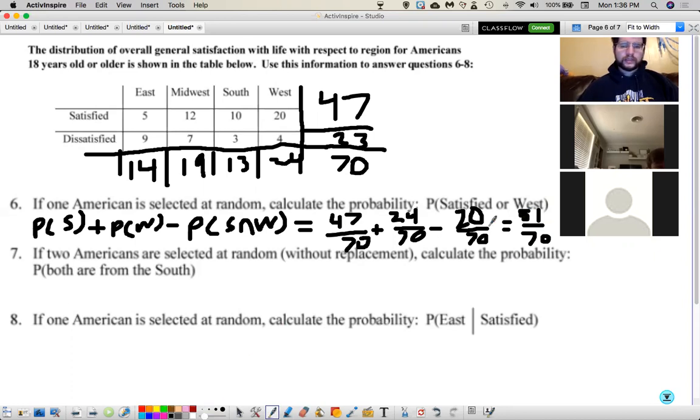Anyway, that's how you do that one. For number 7, it says if 2 Americans are selected at random without replacement, calculate the probability that both are from the South. So the probability the first one's from the South is 13 out of 70. And we didn't put them back. I don't know, maybe we threw them in a dungeon or something, who knows. But they're not there anymore.